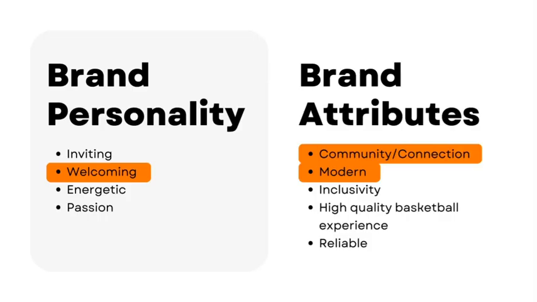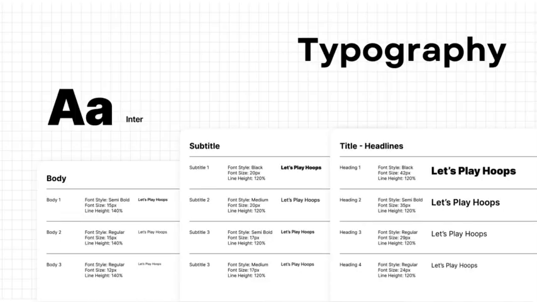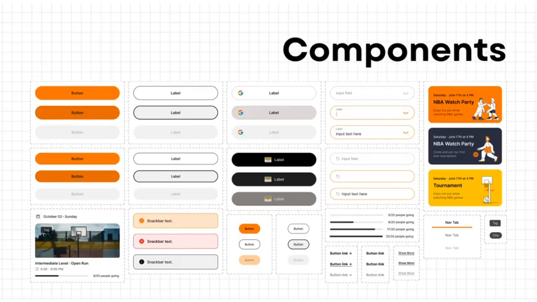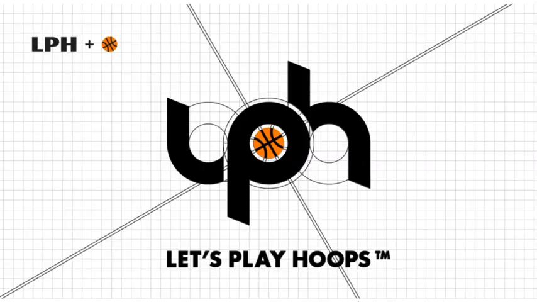As a UI UX lead, I led the design of a scalable design system, including the definition of typography, iconography, the color schemes, and various components for use across our website and app. Here is our logo. I combined the initials of Let's Play Hoops with a basketball and used a bold sans serif font to give it a modern and sporty look.